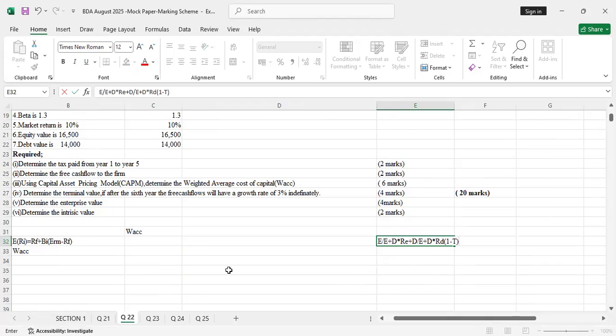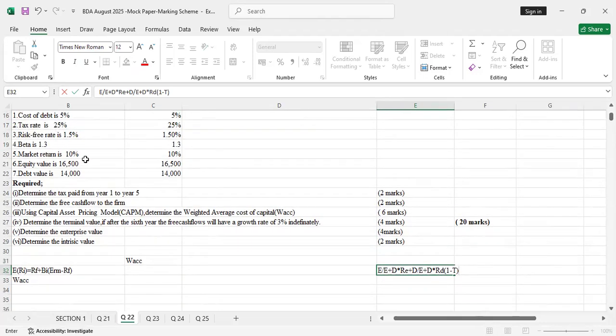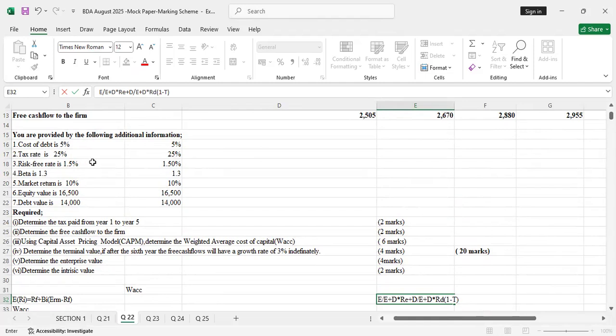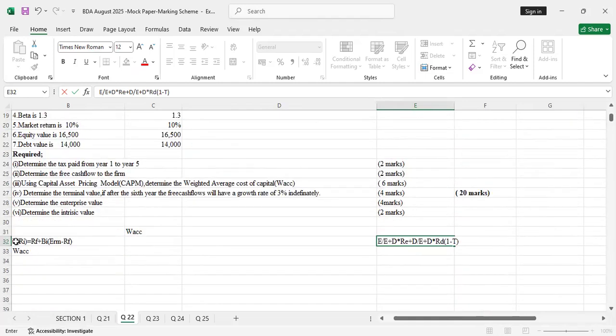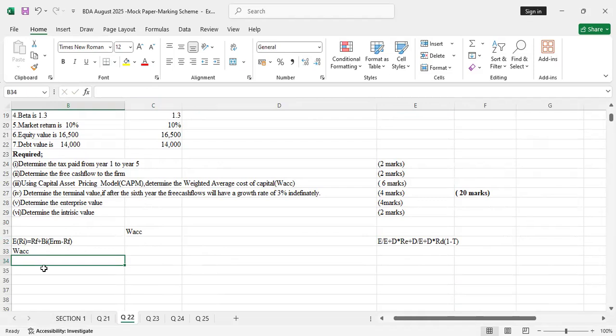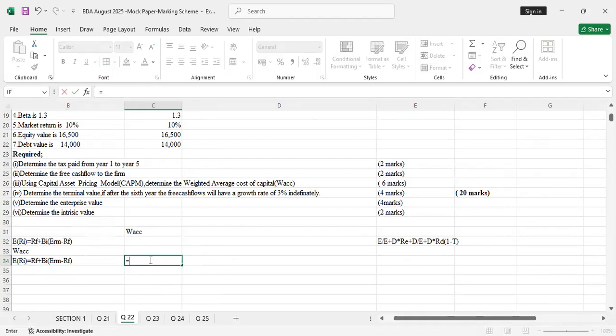Yeah, that's the formula for calculating the WACC. So when you look at this, all we are given here is the cost of debt, but we don't have the cost of what? Equity. So we are going to start with this formula here to calculate the cost of equity, because we'll need it when we are calculating the WACC. So I'll copy the formula up here.